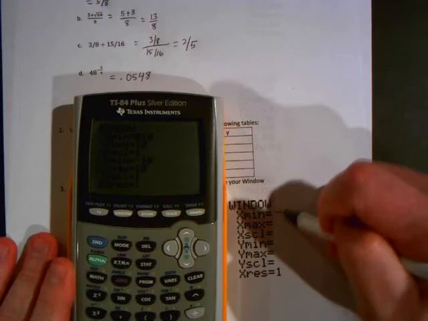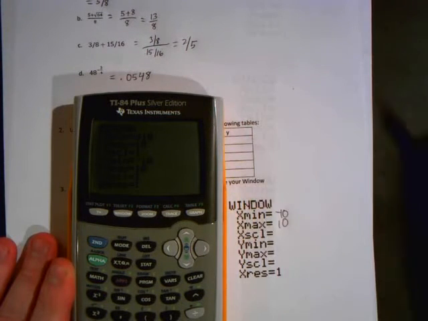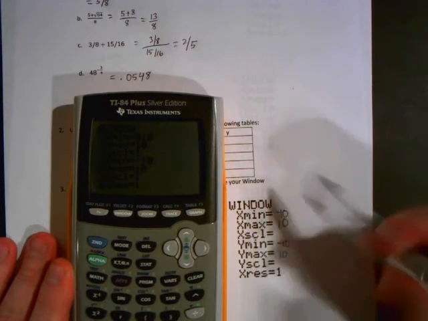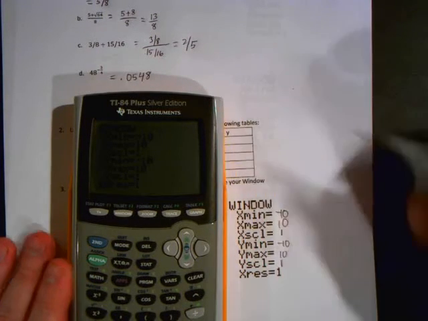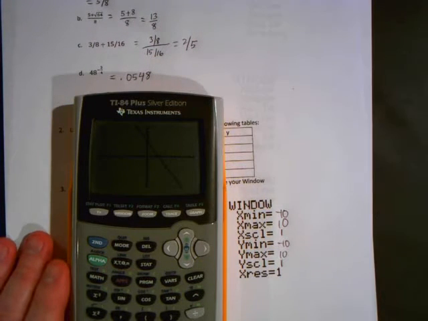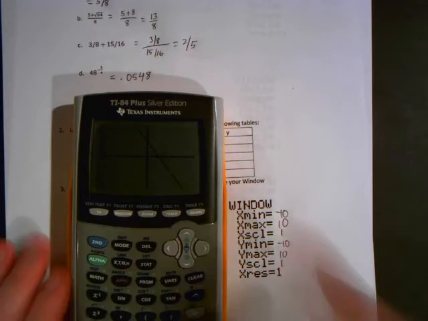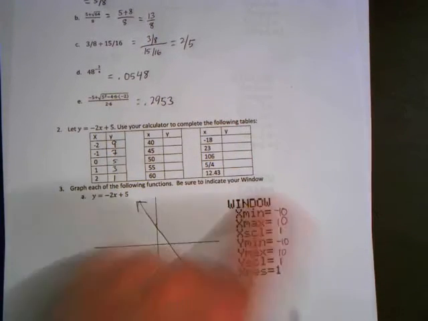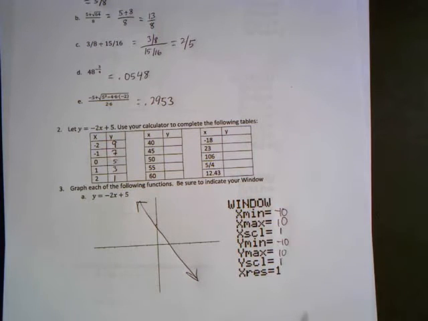I know what it is in this case: negative 10 to 10, because that's what I told you it was. Negative 10 to 10, and then my x scale is 1. Each little tick mark on the graph was worth 1 point. So not only do you have to draw a graph, you also have to give a scaling so that the person knows what they're looking at.